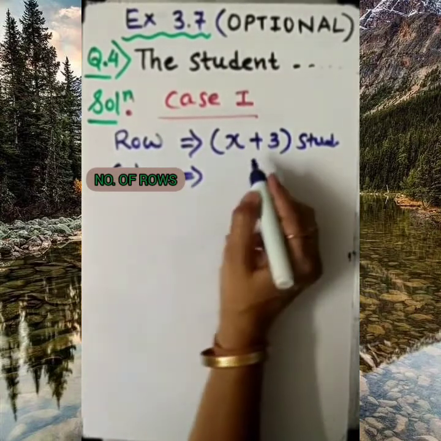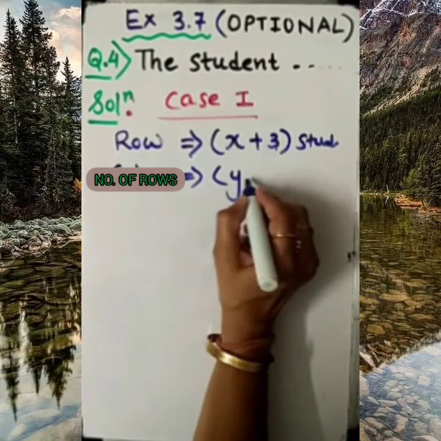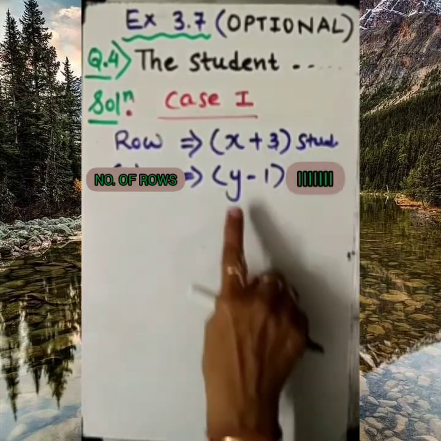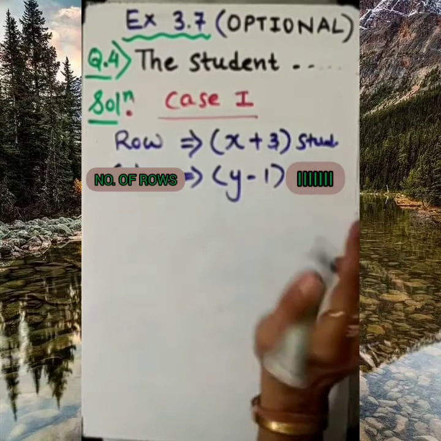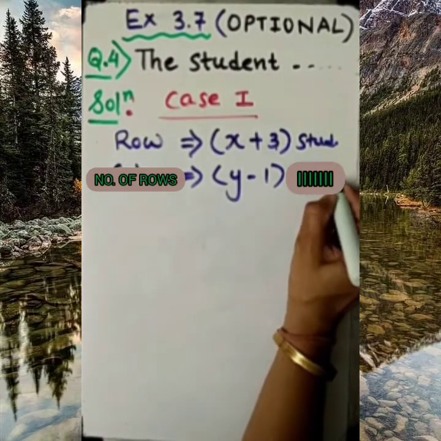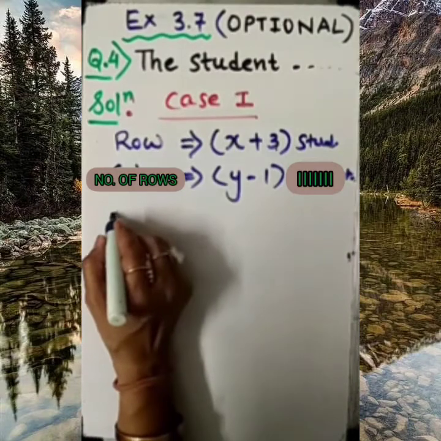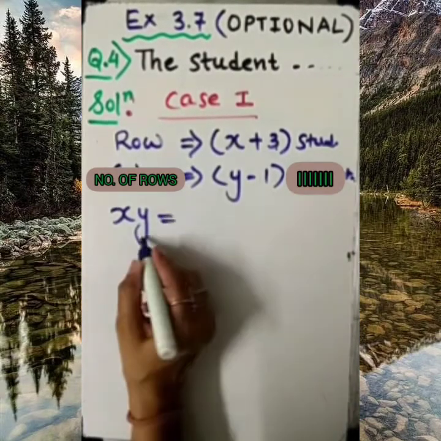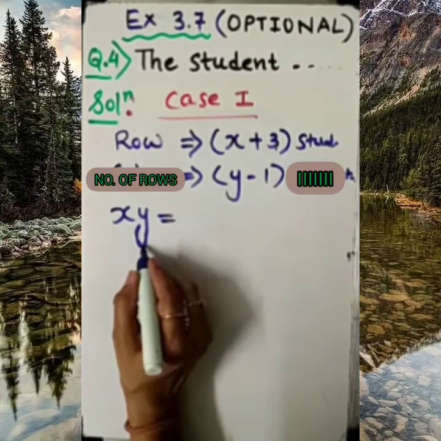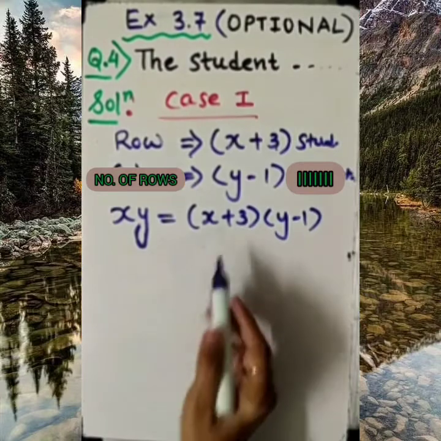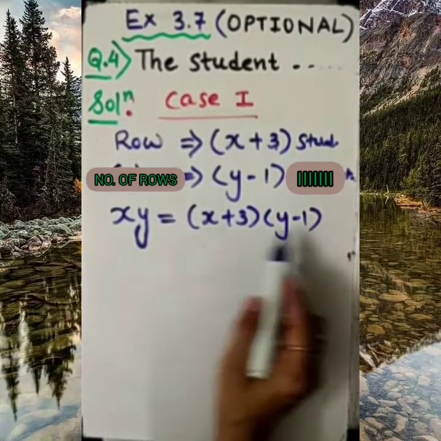And what about in column? If at that time we add 3 in this, at that time 1 will be subtracted. Here it is clearly mentioned there would be 1 row less. Number of rows, 1 is less from that, so only y minus 1 students will be there in the column. Clear to you? So my dear student, how to form the equation? Total number of students xy we know, because number of students remains same, with this arrangement we can have this equation.